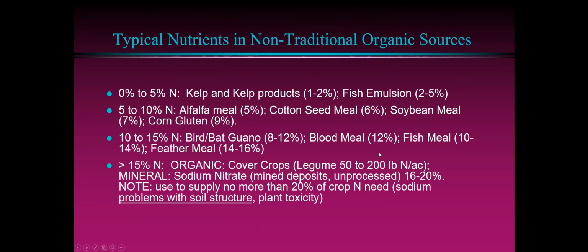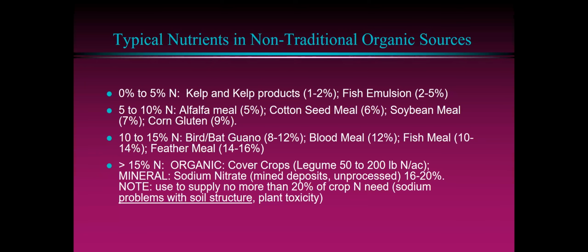Bird guanos, blood meals, fish meal, those kinds of things can be as high as 15%. And there's even some which are considered certified organic that are mined materials like sodium nitrate that can be much higher than even 15% nitrogen content. And so in these last two categories, we're starting to approach maybe some of those that can be used at much higher nutrient concentrations.